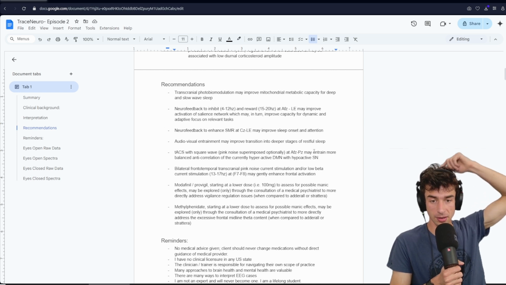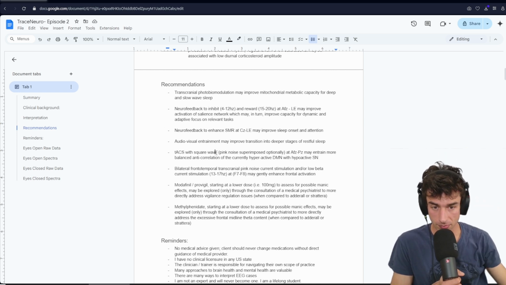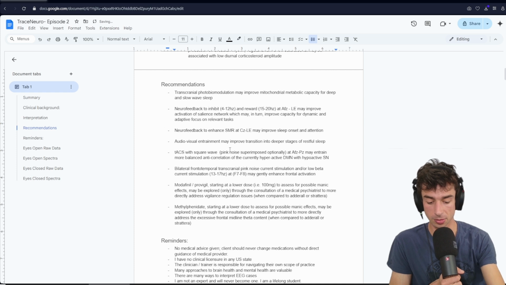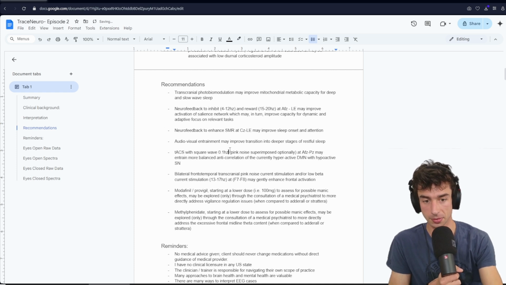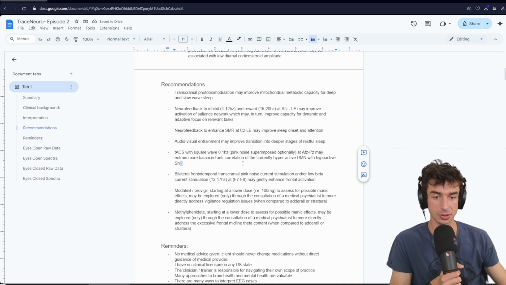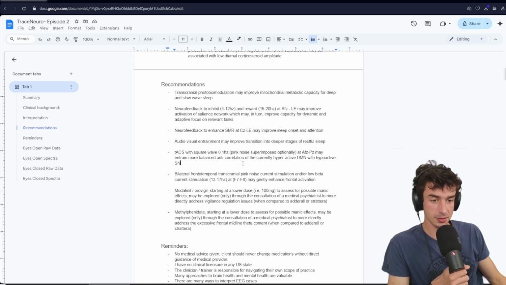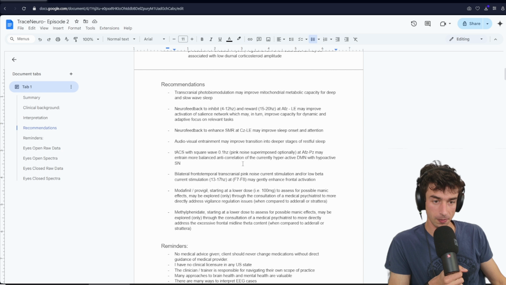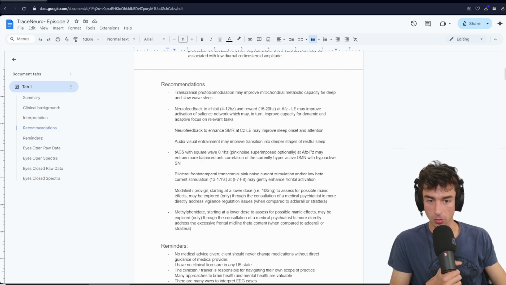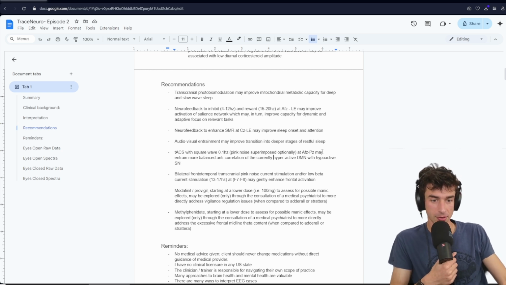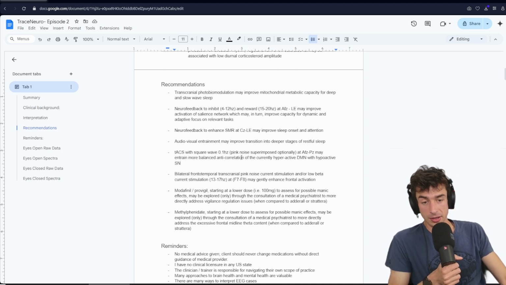And this is at 0.1 hertz, the infraslow oscillation of anterior cingulate, posterior cingulate activation. And I say that may entrain a more balanced anti-correlation of the currently hyperactive default mode network with the hypoactive salience network. Anti-correlation just means that they're supposed to be turning on at not the same time.